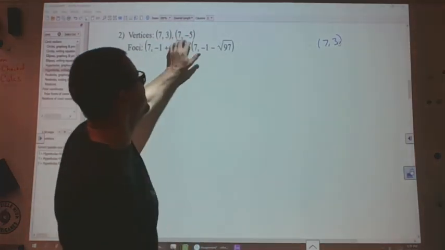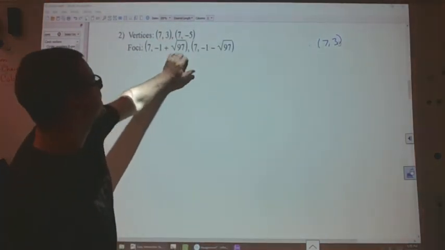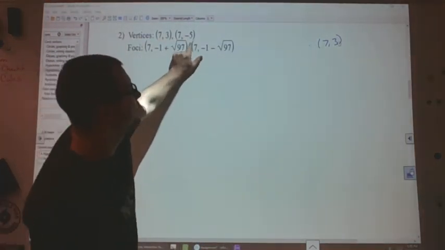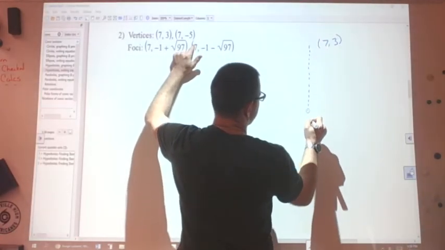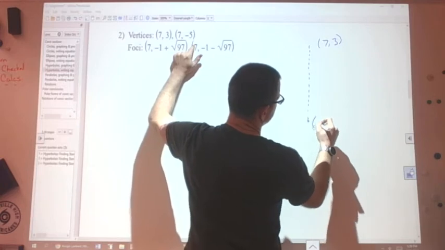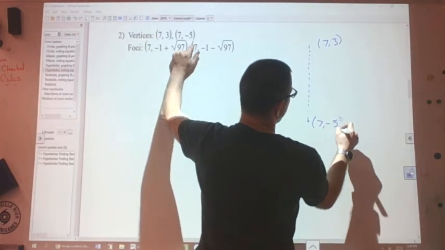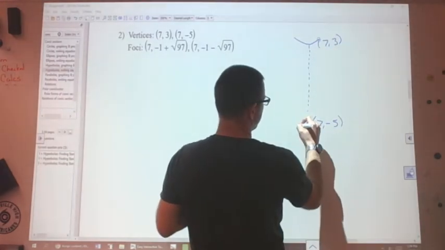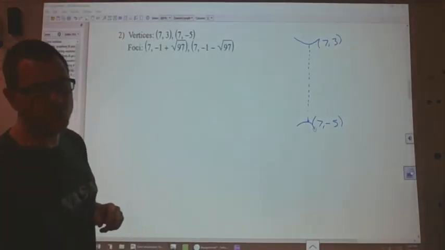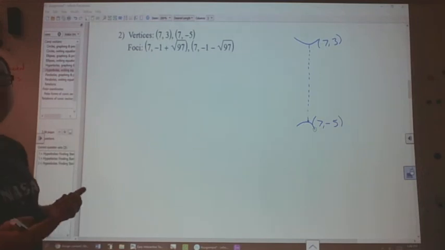And then 7, negative 5 has the exact same x value, but it went down to negative 5. So I know that's about there. Which means that this particular hyperbola must open up and down. So I've got the orientation.